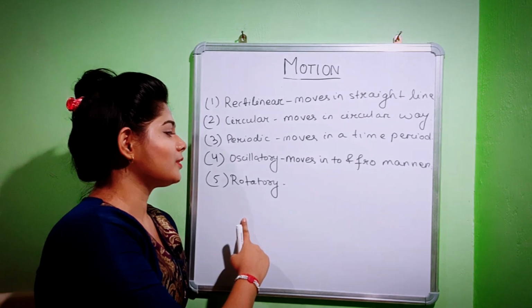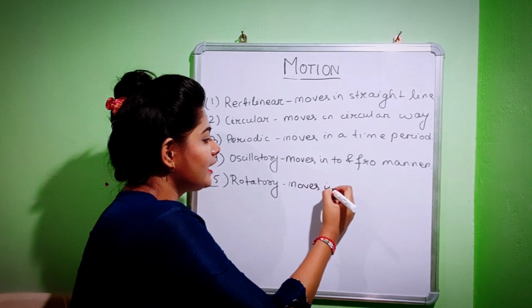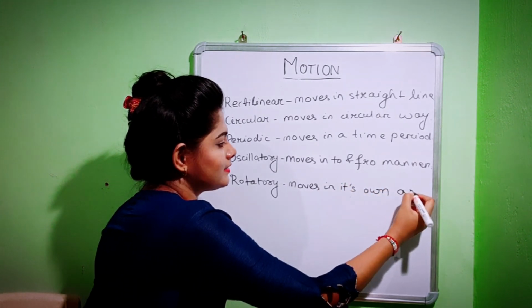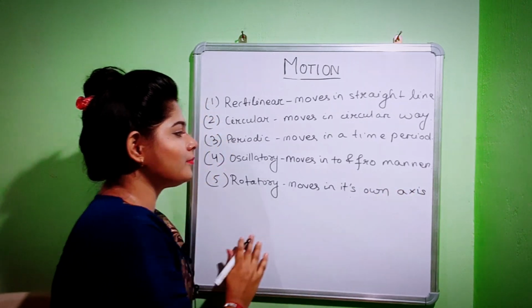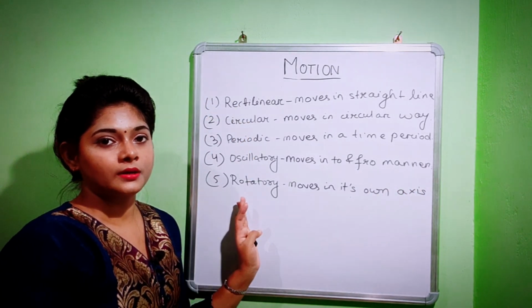So what is rotatory motion? When an object moves in its own axis, that is rotatory motion. So here these are some types of motion.